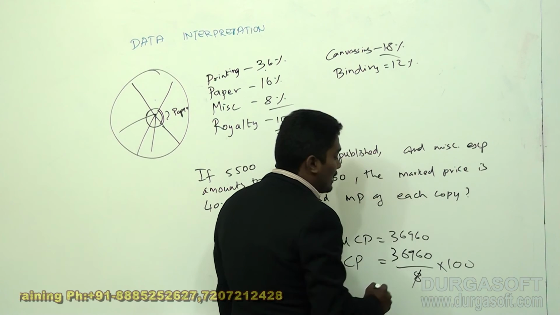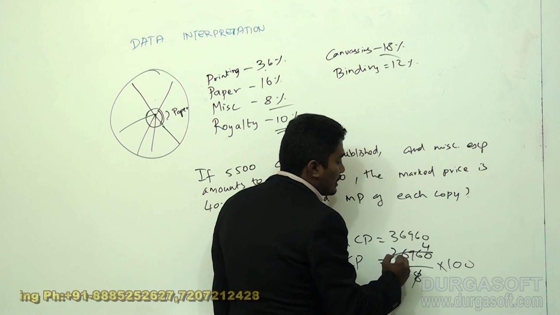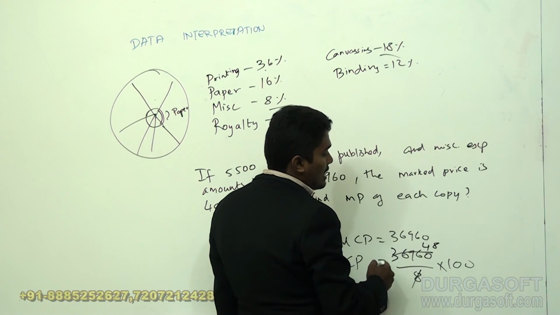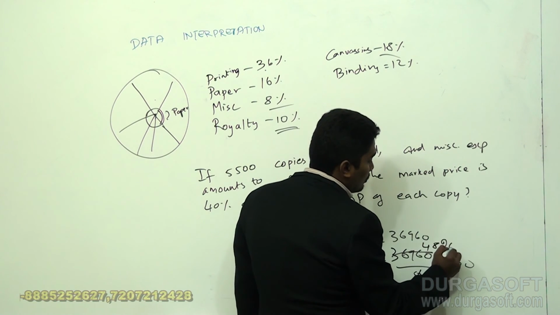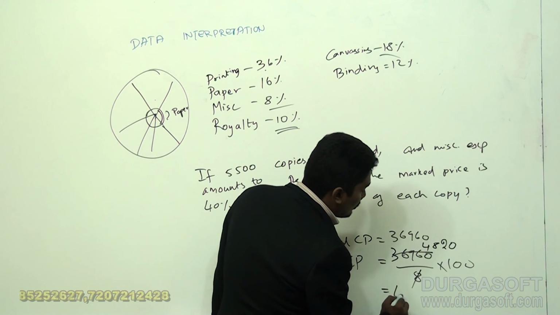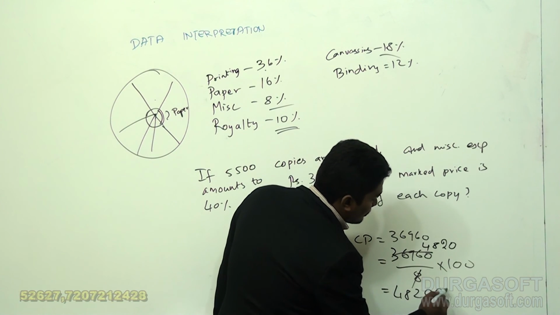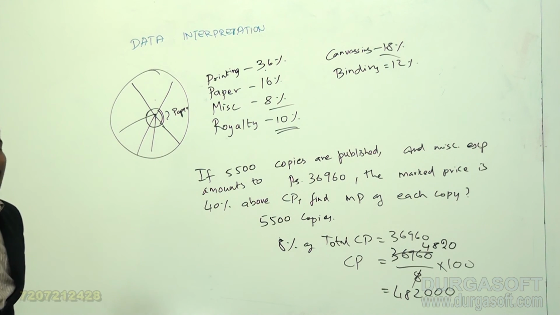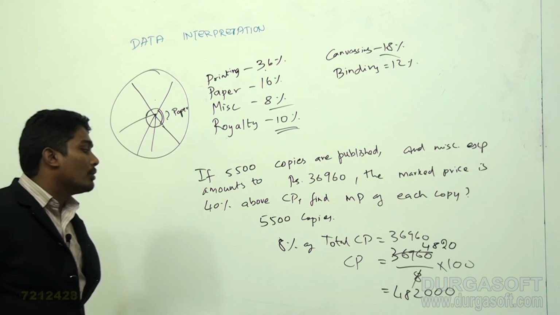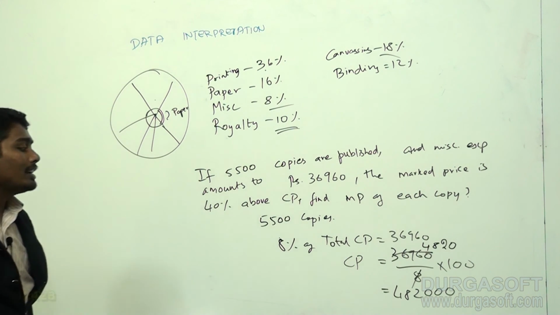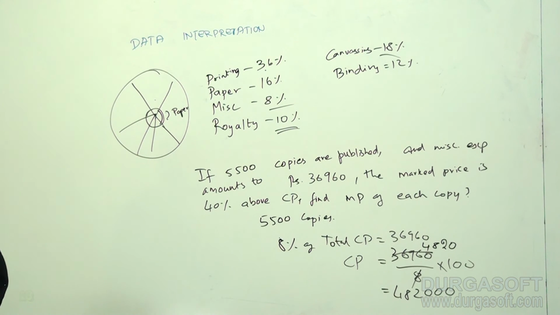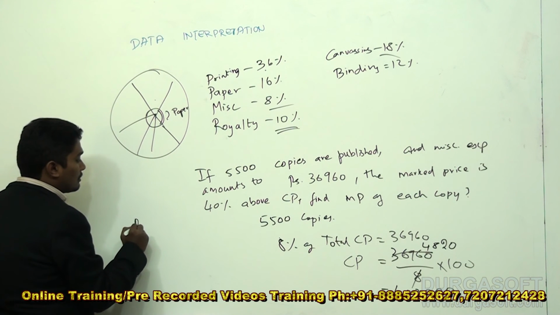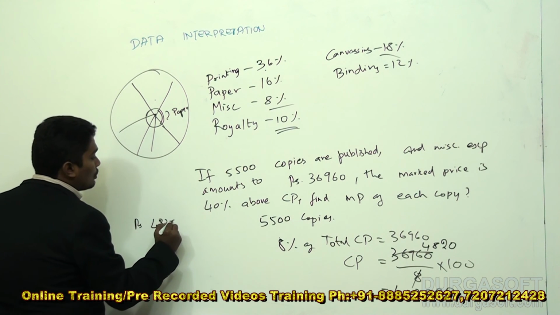So 8th table I can divide, 1 time, 4 times 32, remaining 49, 8 times 48, 4620 into 100, which is 462,000. So the total cost price I have found as rupees 4,62,000.